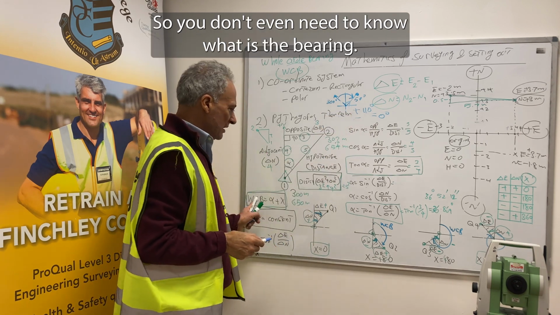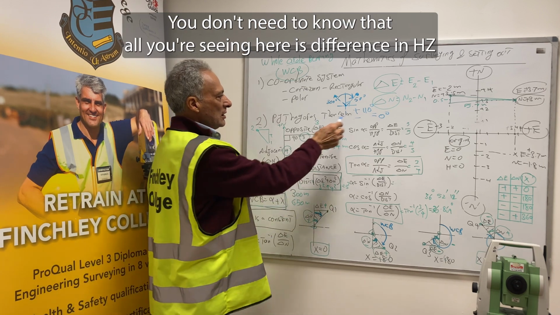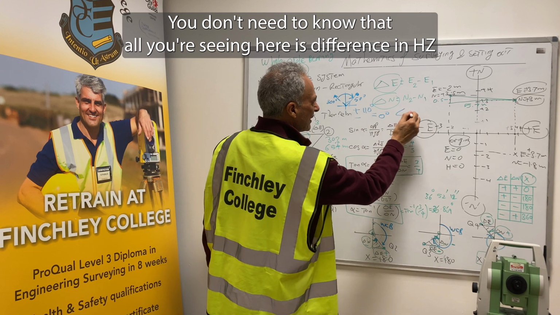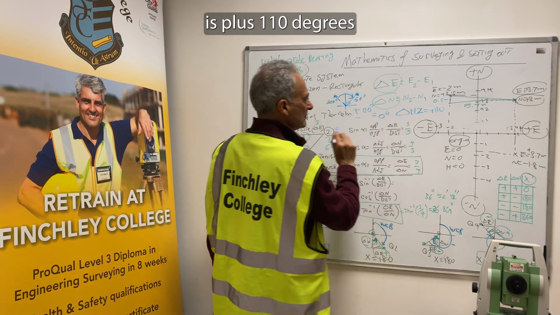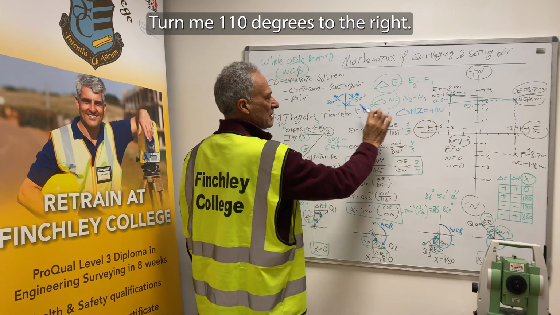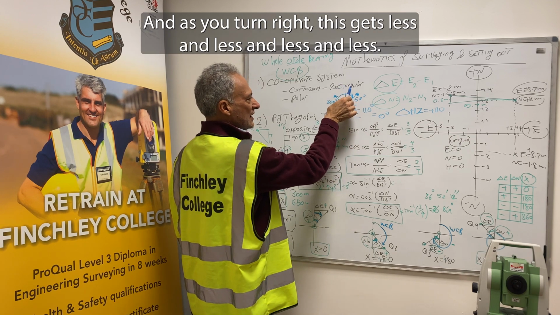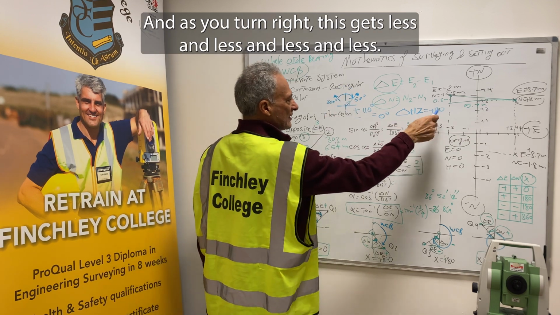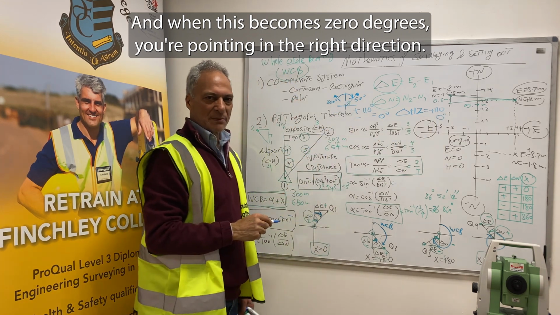So you don't even need to know what the bearing is. You don't need to know that. All you see in here, it says difference in HZ is plus 110. Turn me 110, plus means to the right. Turn me 110 degrees to the right. And as you turn right, this gets less and less. And when this becomes 0 degrees, you're pointing in the right direction.